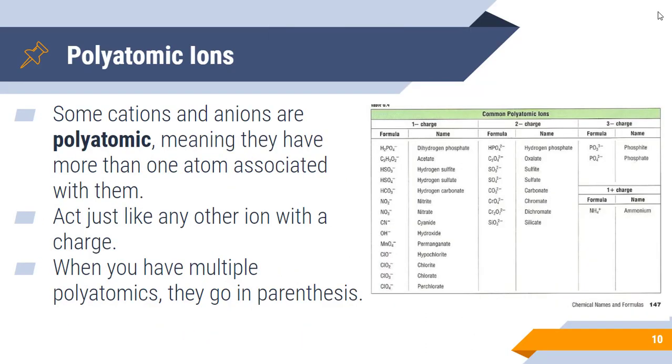Now, some cations and anions are what are known as polyatomic, meaning that they have more than one atom associated with them. Now, they act just like any other ion with a charge. They just have more than one atom that's associated with them. Remember, when you have multiple polyatomics, you have to put them in parentheses. Okay? Otherwise, the subscripts look funky. So keep that in mind as well. You have a polyatomic chart on the right that will be really helpful for you to use as you go through and complete these types of problems.